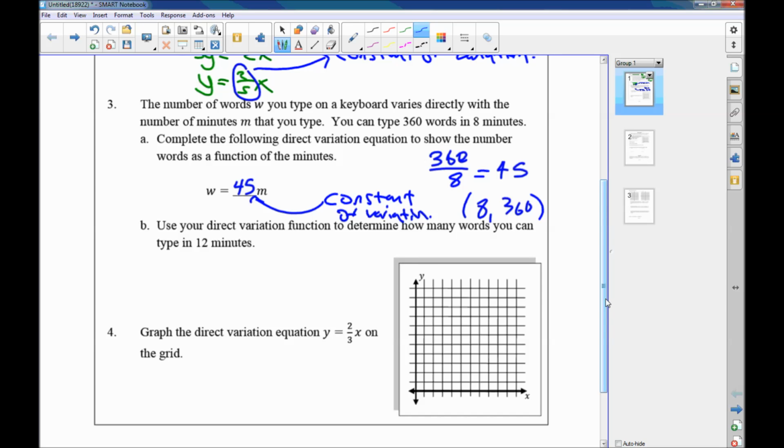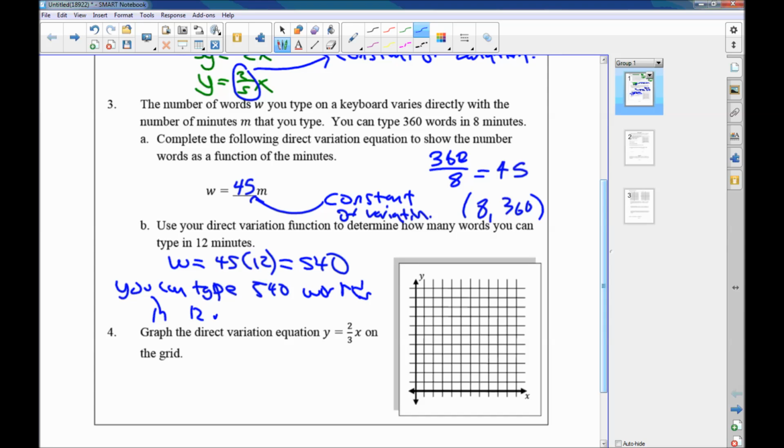Use your direct variation function to determine how many words you can type in 12 minutes. So that's just saying plug in 12 for the number of minutes and see what it works out to. And if you type that on your calculator, it should make 540. So you can type 540 words in 12 minutes.